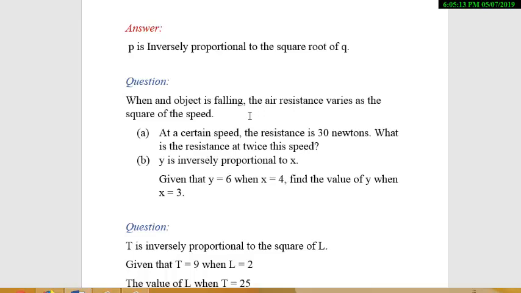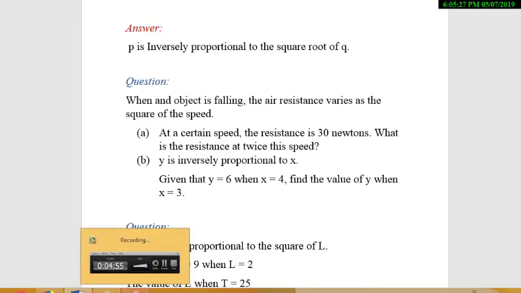So we can say that the air resistance is directly proportional to the square of the speed. Now we are going to write the equation of this situation. Now let's say that the resistance is R. We represent R for resistance, and the speed is V. So as resistance is directly proportional to the square of V, then the formula is R is equal to k times V square, because it is square of the speed.